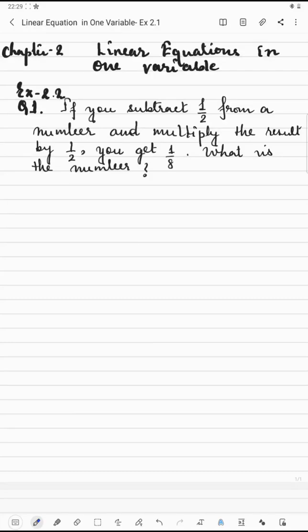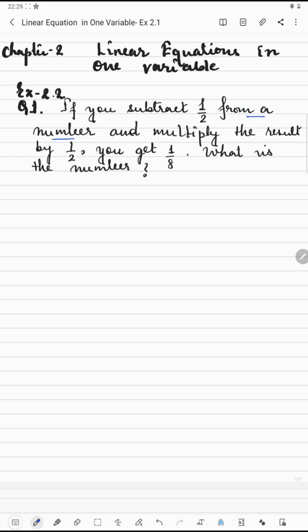Hello everyone, now I'm going to start question number 1 of exercise 2.2. Now in this question we have: if you subtract 1 by 2 from a number and multiply the result by half, you get 1 by 8. What is the number?